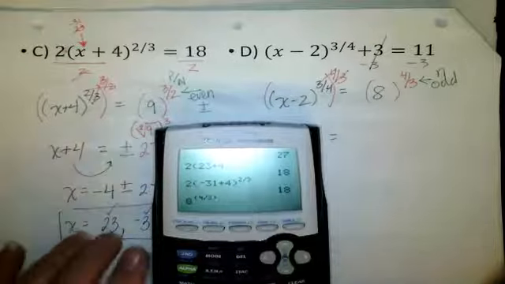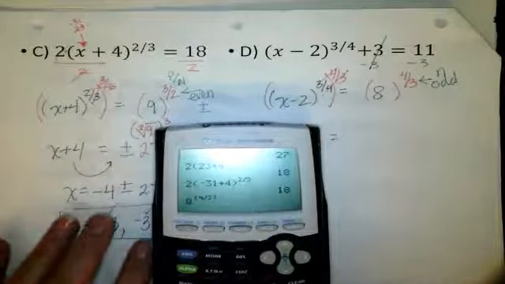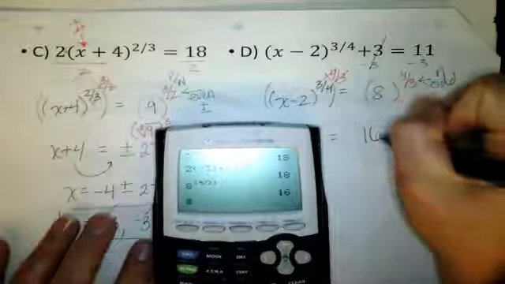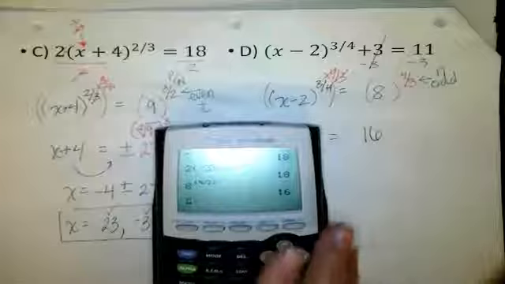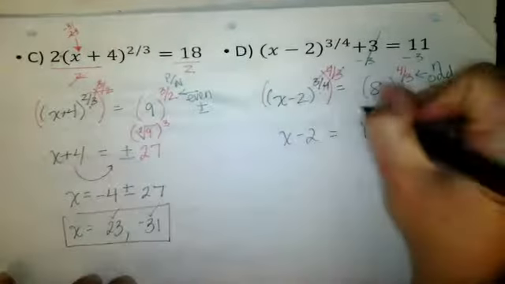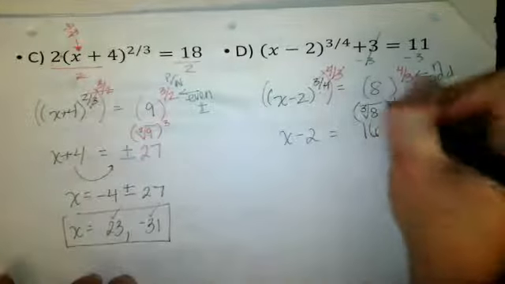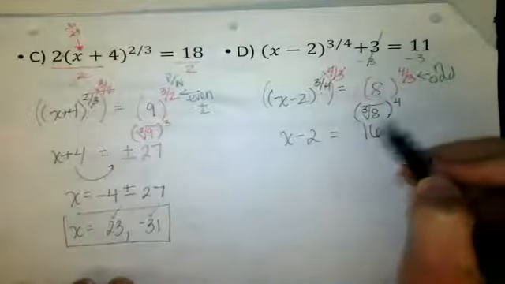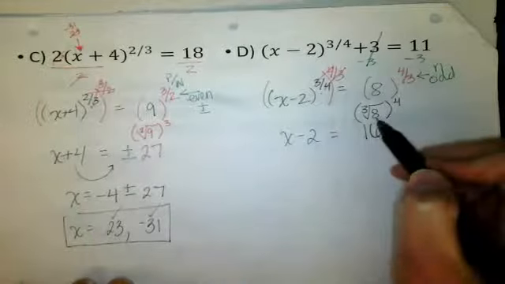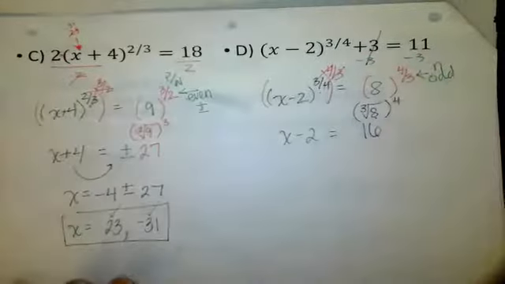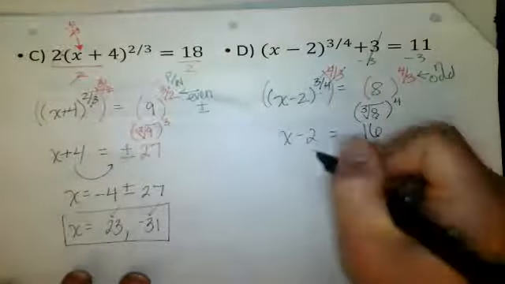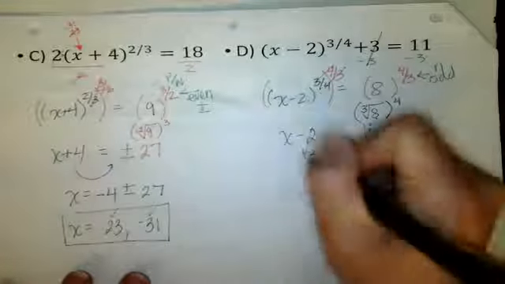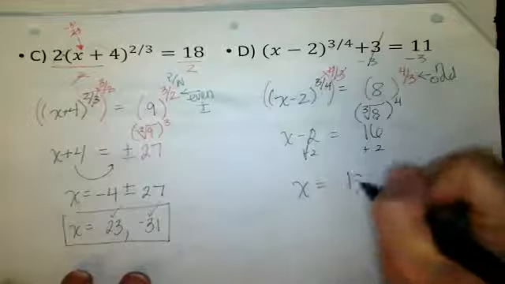What do you get? 16. 8 to the 4/3. Again, if you wanted to do it in your head, it'd be the cubed root of 8 to the 4th power. So the cubed root of 8 is 2, and 2 to the 4th is 16. We don't need the plus or minus there. We're going to go ahead and just add 2, which gives me 18.